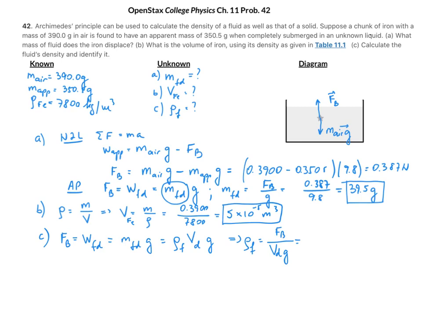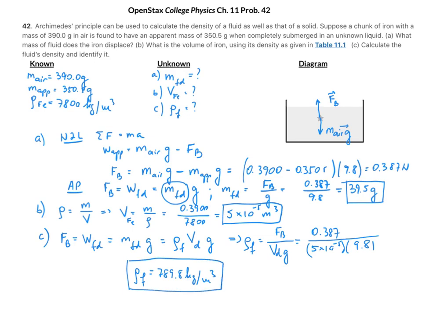So plugging in the numbers, we have 0.387 newtons divided by 5 times 10 to the negative fifth cubic meters times 9.8. So we end up with a density of the fluid being 789.8 kilograms per cubic meter. And if we look this up in a table, we see that it is this thing, ethyl alcohol.